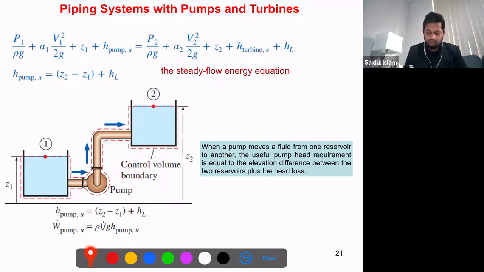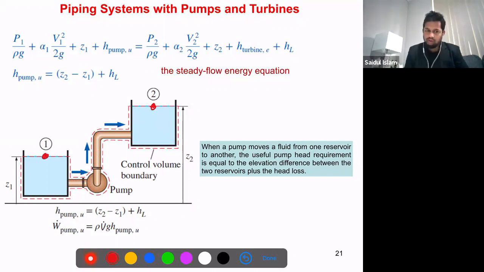Now I will tell you this equation. Look at this figure: this is one water tank and this is another water tank. Just spend a couple of minutes with me and try to concentrate. This is our pump. We are trying to pump the water from this tank to this tank. We have some elevation here, and the water is flowing this way. This is point one, this is point two.